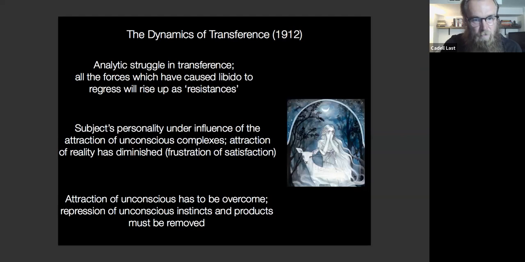The point here, as it relates to the analytic struggle of transference, is that all of the forces which have caused the libido to regress will rise up and defend themselves as resistances, namely that they don't want to be cured. They don't want to be overcome. They want to remain in regression. They want to remain hidden, because, again, they don't see the value in becoming conscious and directing themselves towards reality. There's, again, this attraction towards reality which has diminished.